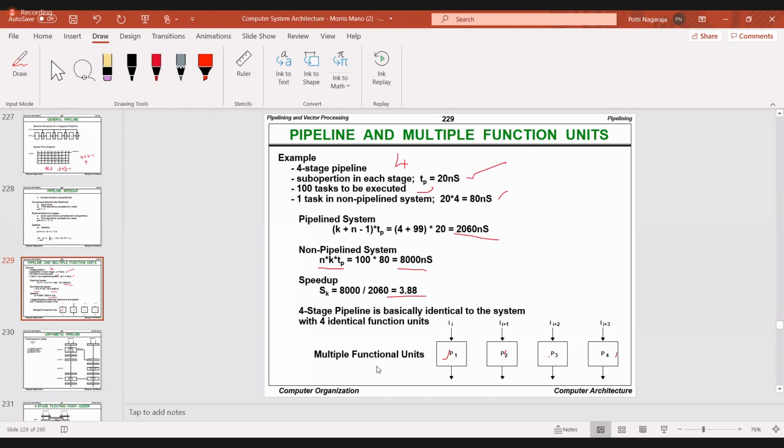I can perform this by using 4 identical functional units performing the same operation. This 4-stage pipeline is basically 4 identical functional units, all operated in parallel. So this is nothing but pipelining. If you have any doubt, you can ask. Does anyone have any doubt now?